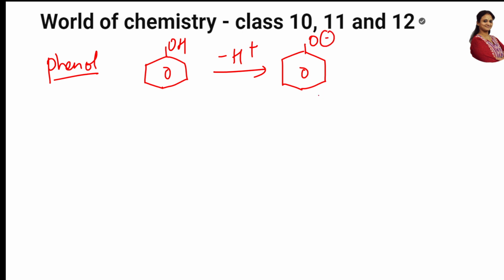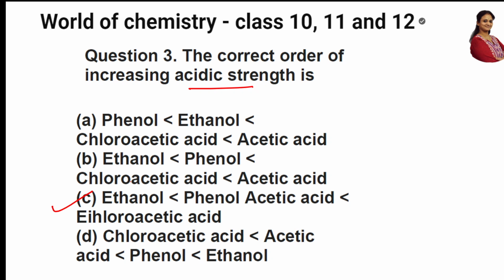Now you only tell me this, whatever is formed, this phenoxide ion is stable, right? Yes. So phenol is more stable than alcohol because it forms a conjugate base. Now this conjugate base is more stable, correct? So, right? Stable conjugate base. Because it is stable, will it release any proton further? No. Okay, done.